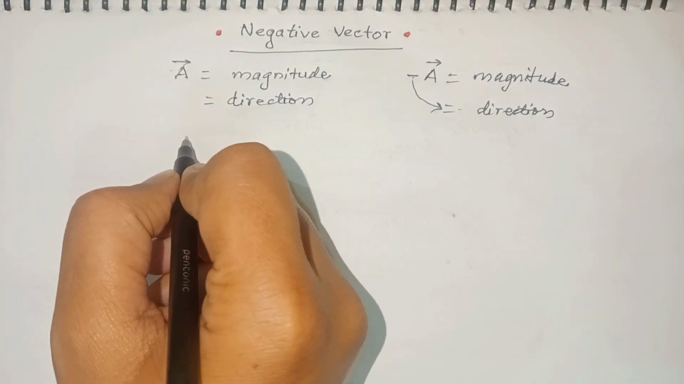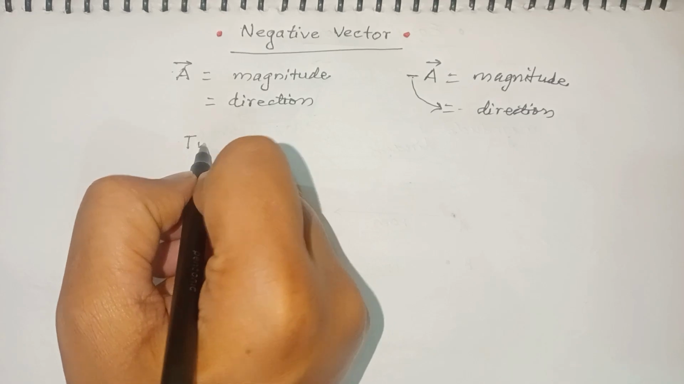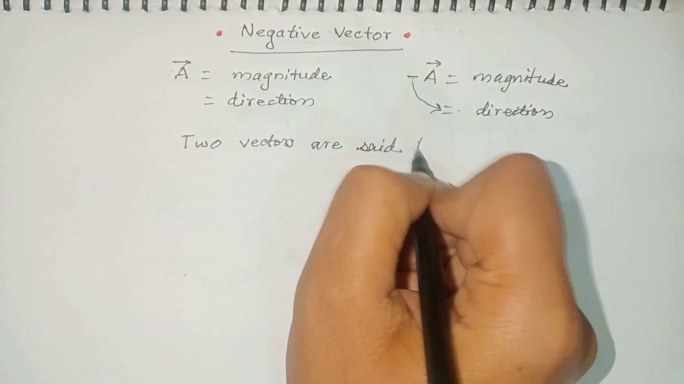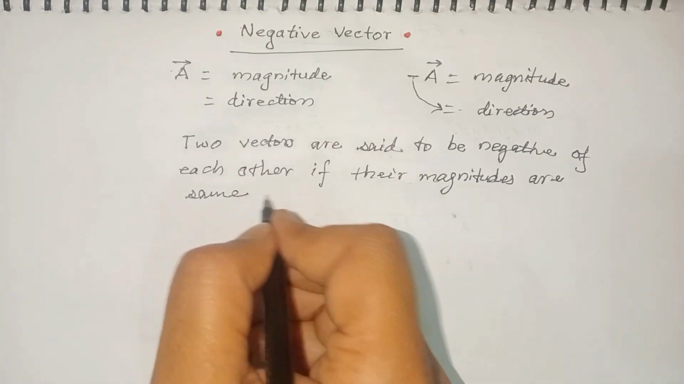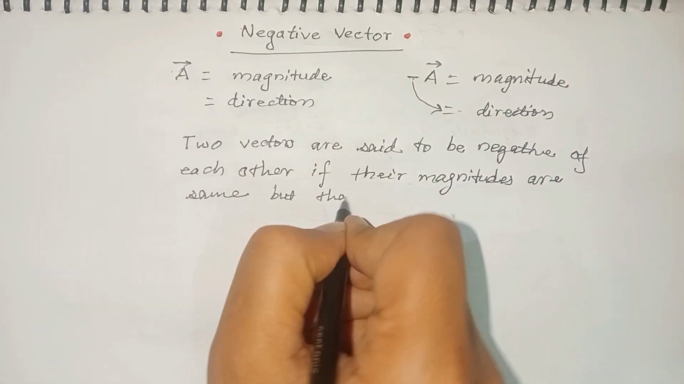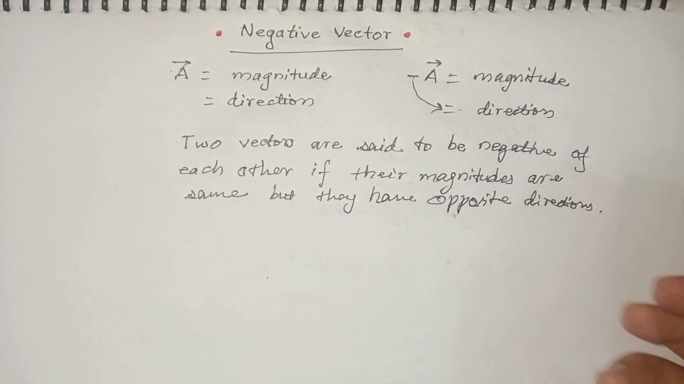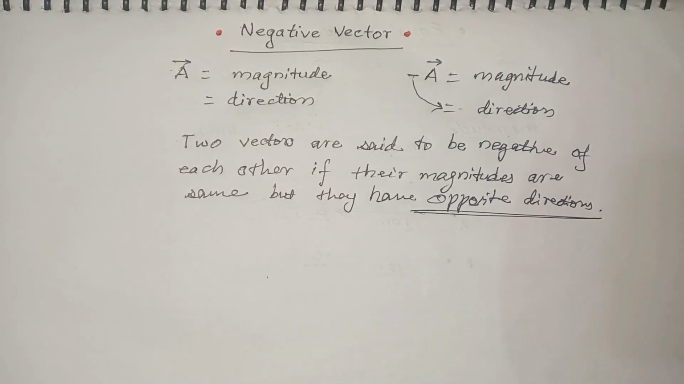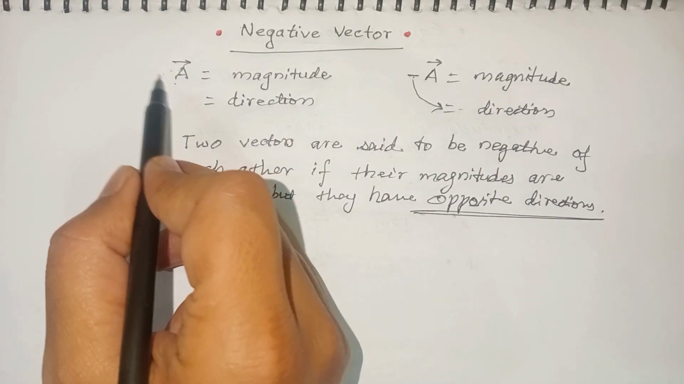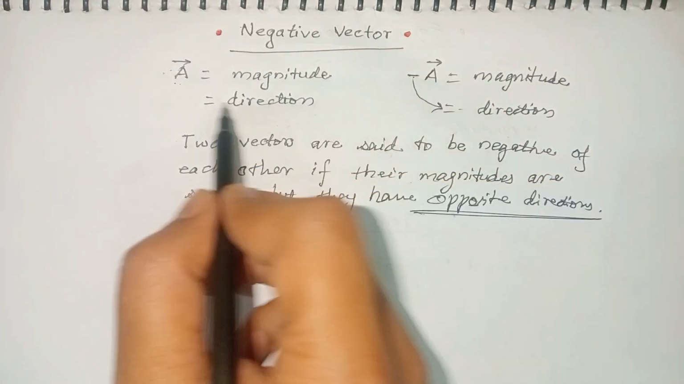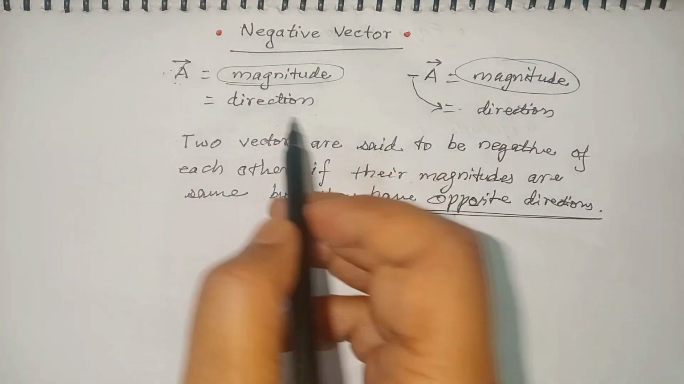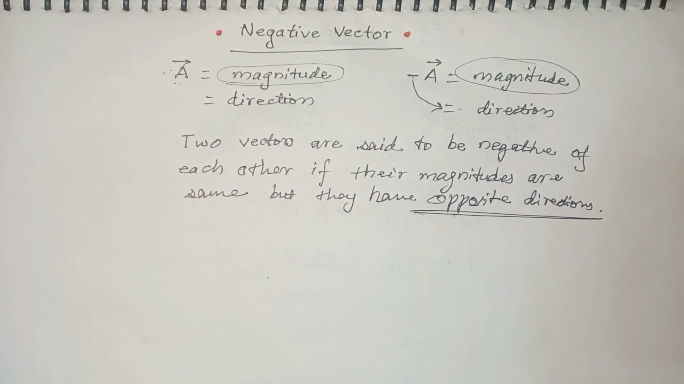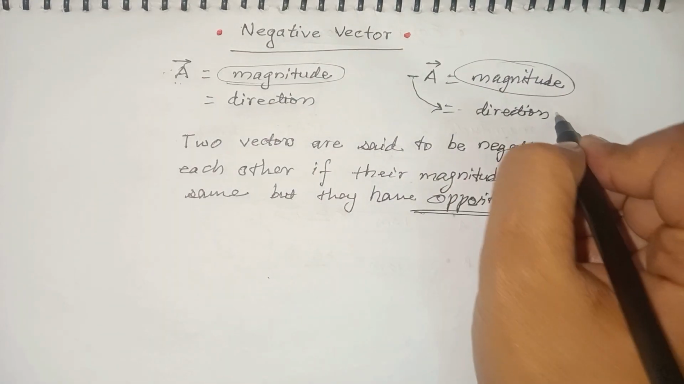It means two vectors are negative. Two vectors are said to be negative of each other if their magnitudes are the same but they have opposite directions. This is the main point: opposite directions. This is plus vector A, this is minus vector A. Both will have the same magnitude, the same numerical value, but their directions will be different. The direction will be reversed.